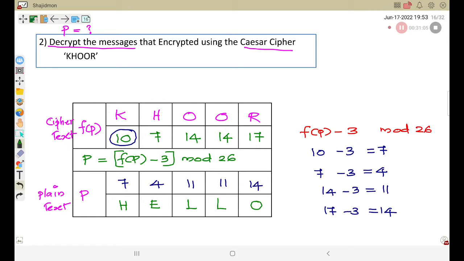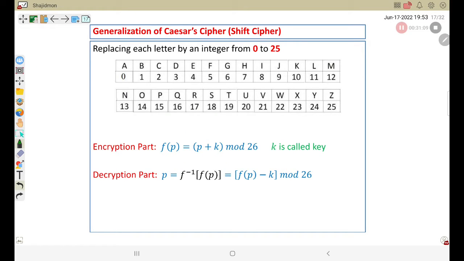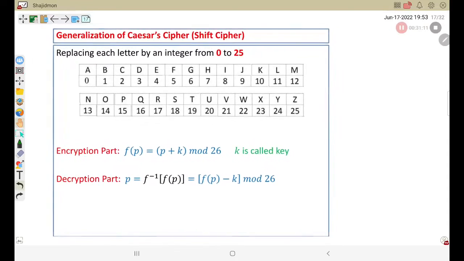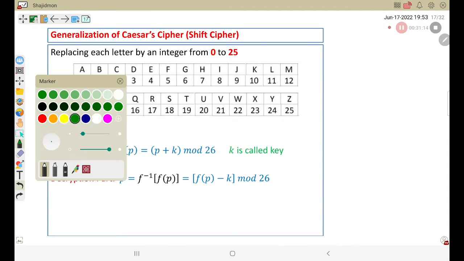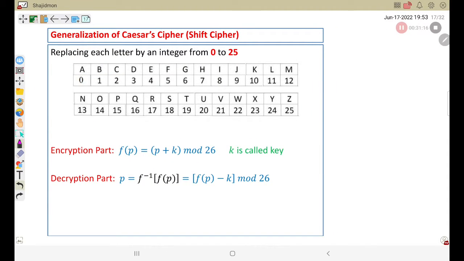Now we need to discuss the next cipher, that is the generalization of Caesar cipher, or shift cipher. As usual, the first table is the same: A means number 0 and Z means number 25. Now what are the encryption part and decryption part in shift cipher, the generalized Caesar cipher?